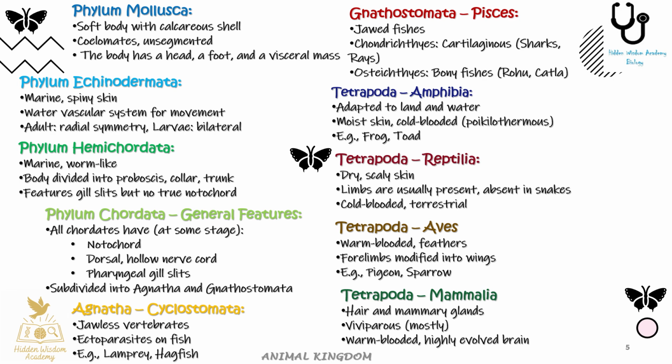Amphibians, like frogs, have moist skin and lay eggs in water. Reptiles are land-adapted vertebrates with dry, scaly skin and lay shelled eggs.